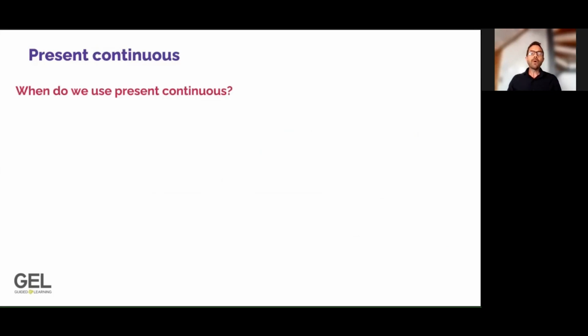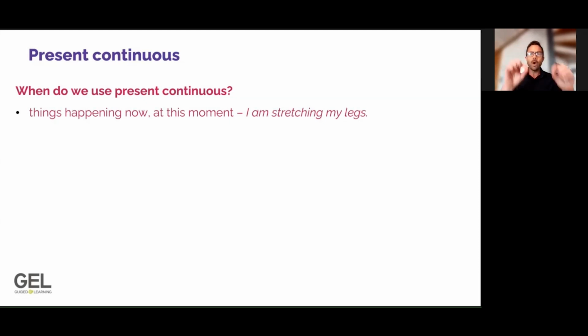We use present continuous for things that are happening right now as we are speaking in this present moment. In the example, I am stretching my legs. It is happening right now.